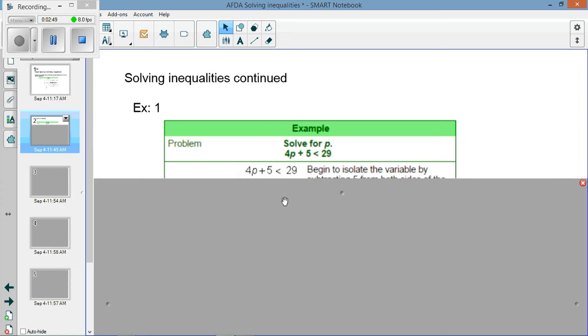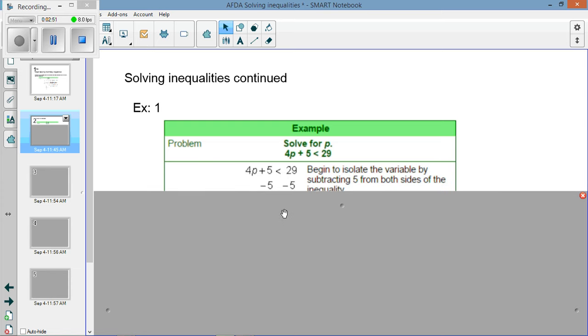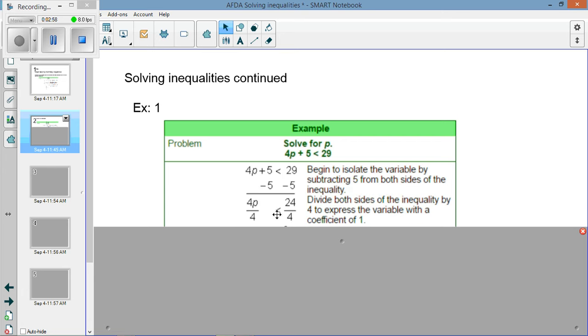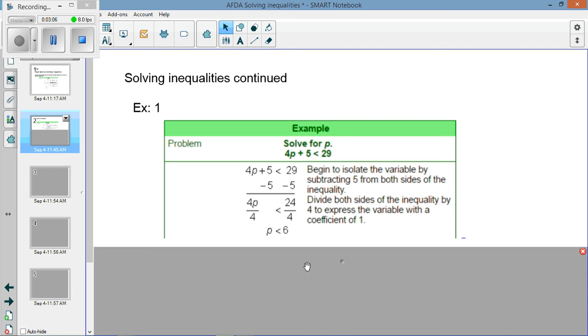So we start off, we're going to isolate the variable. So we subtract 5 from both sides, leaving us with 4p is less than 24. You see how the inequality didn't really change anything we did. We don't change what it looks like. Now we're going to divide both sides by 4 to get p by itself. And so our answer is p is less than 6. What we'll be talking about throughout the week in our problems is what that actually means. Like, what are some real world scenarios of when we would actually solve an inequality, and what does it mean to say that p is less than 6?